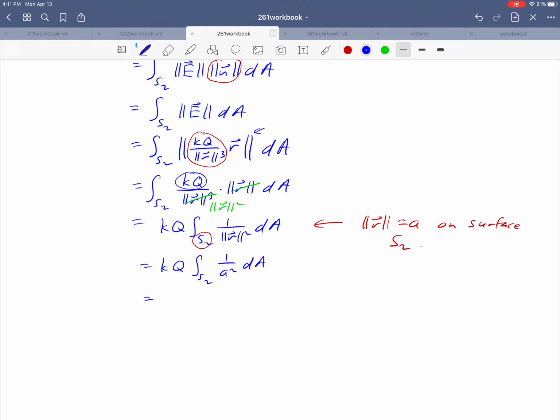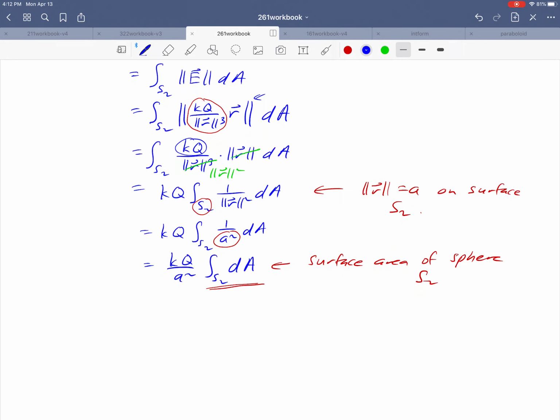And we're getting close. I see another constant that we can pull out here now, this a squared. So let's pull that out. And what's left then is just the integral of dA over S2. Think about what we're really adding up when we do that integral. We're just adding up patches of area all the way over our entire surface S2. And we know that S2 is a perfect sphere. So that integral that I just underlined there is just the surface area of the sphere S2.